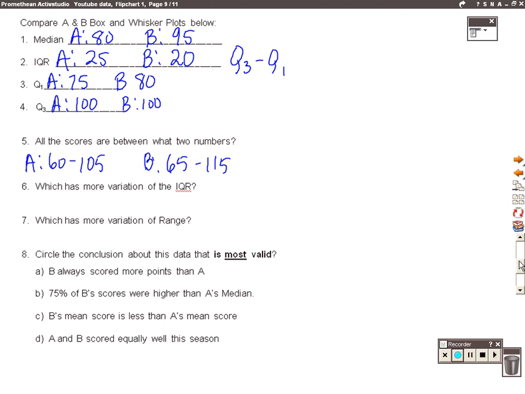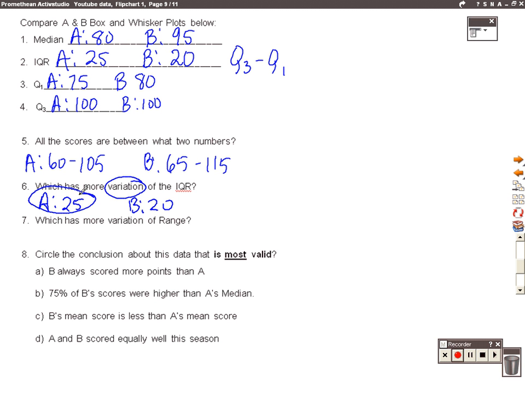Question number 6, which has more variation of the interquartile range? Well, the interquartile range for A, as we already know from above, is 25, and the interquartile range for B is 20. So A has more variation. There's a bigger distance between the two numbers.